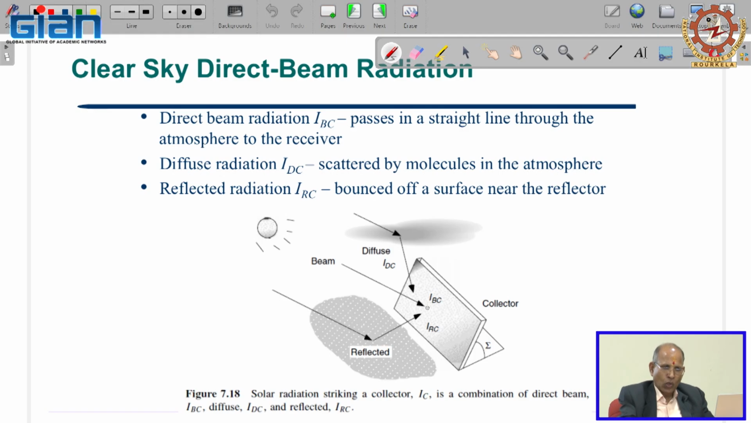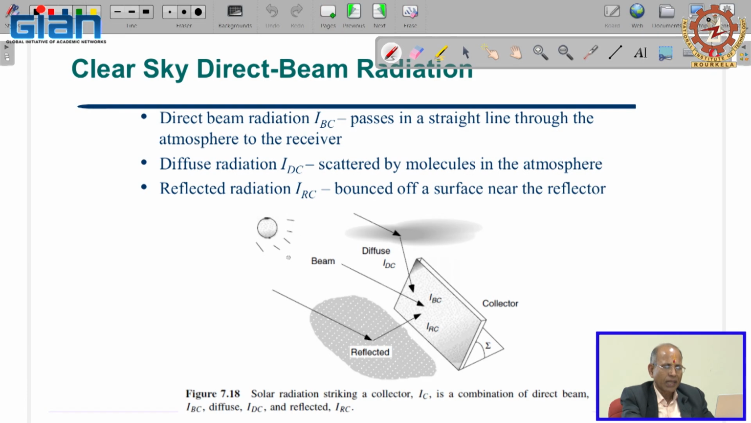Clear? So here I is the insolation, B stands for beam, direct. C stands for collector. Collector means PV panel, which collects the sun rays. So this is the IBC, clear for everyone? So direct beam coming on the PV panel, IBC.